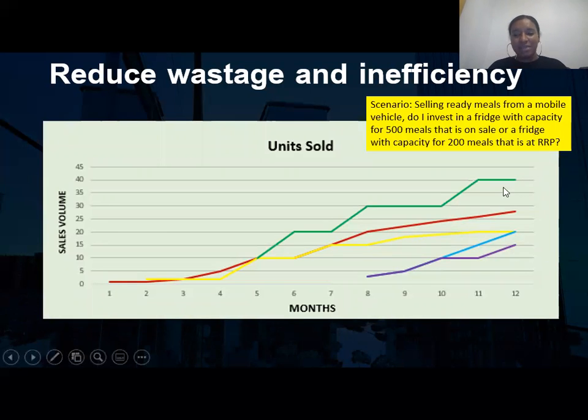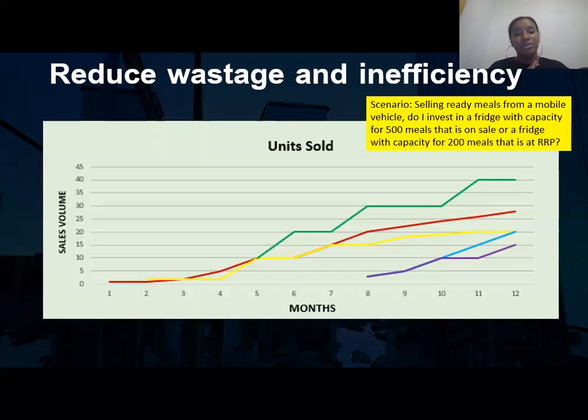The data is telling me here, I don't need a fridge with a capacity for 500 meals, regardless of what sale it's on. Even if I'm saving 50%, it's unnecessary. I only ever need capacity for what I sell. The most I'm selling is in December, and the total amount of units of different ready meals that I'm selling is about 120 units. I don't need a fridge with 500 capacity.